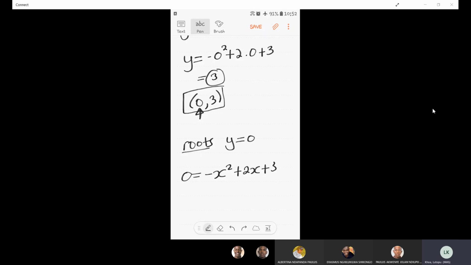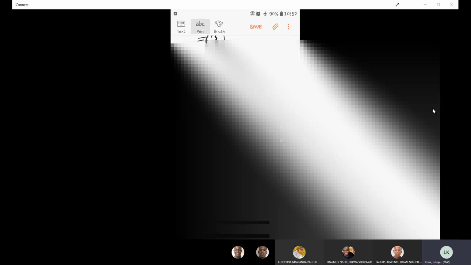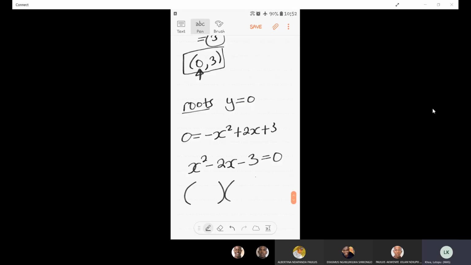We know how to solve this. Usually we like the coefficient of x squared to be positive, so you can divide throughout by -1. And then what you have is x squared minus 2x minus 3, which is equal to 0. Then you look for two numbers that when you multiply them, the answer is -3, and when you add them, the answer is -2. So those two numbers are -3 and +1. So you know how to factorize.